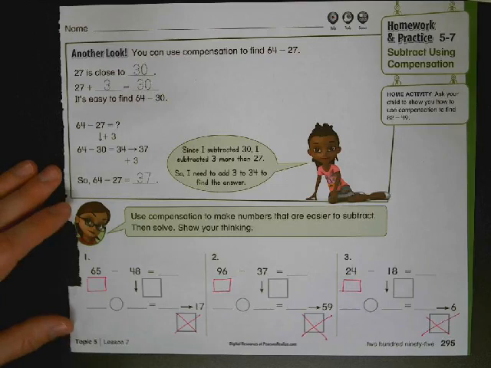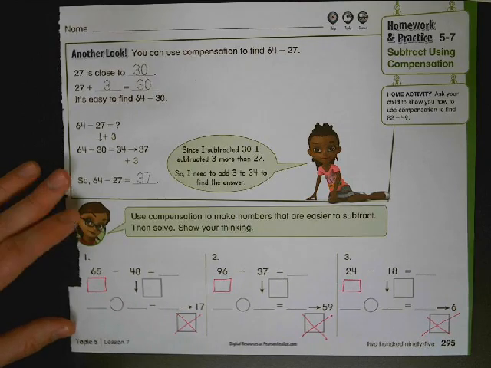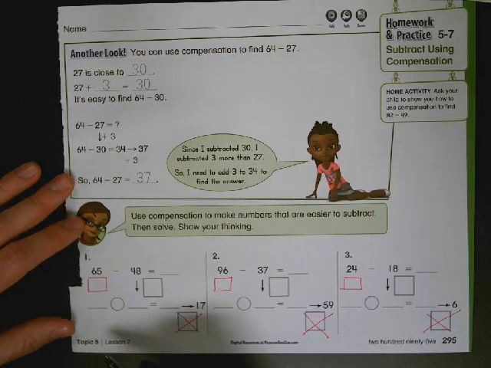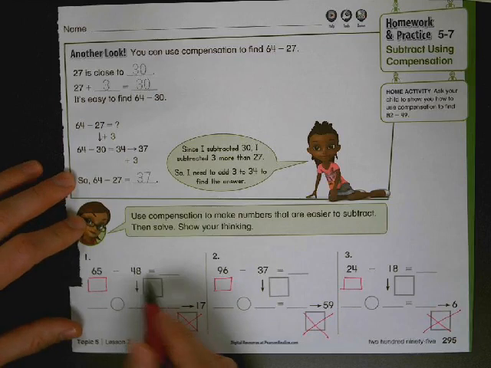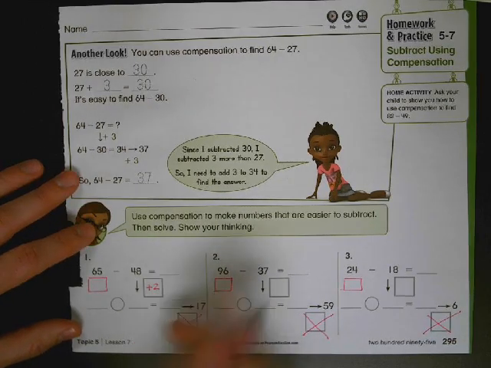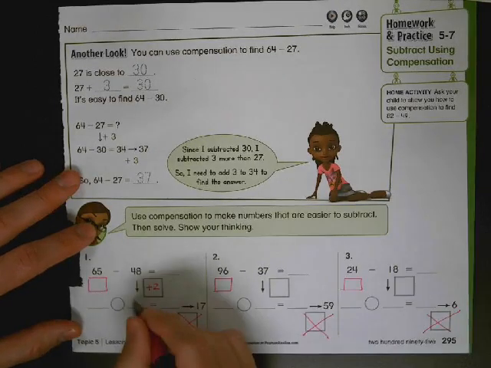Now, to use compensation to make the numbers easier to subtract, you need to look at the subtrahend, which is 48, 37, 18. If you're a first-step-in-the-process type person, look at the subtrahend first, get it to the nearest 10. So for example here, 48, the nearest 10 is plus 2: 49, 50. Great, so I got 50. Got it to the nearest 10.